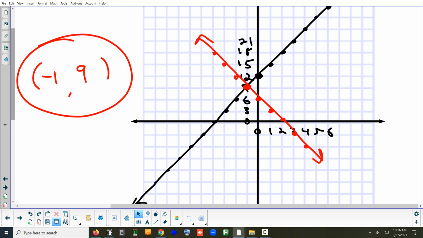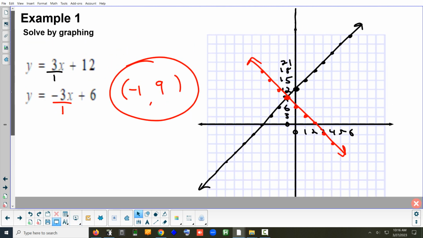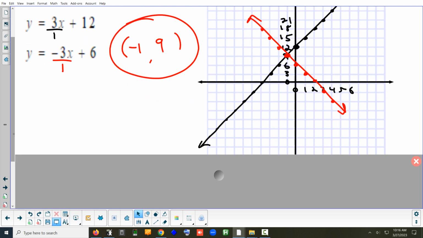So that's not a special case. That's a normal case. You draw two lines, they cross in one spot. It's the kind of problem we did a couple weeks ago. Okay. Any question on that one?